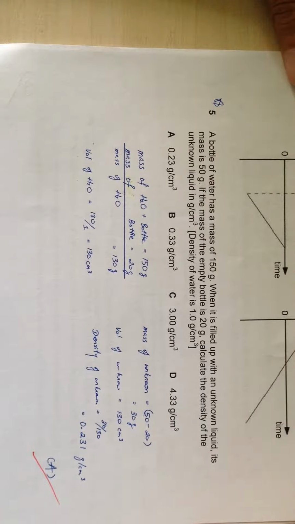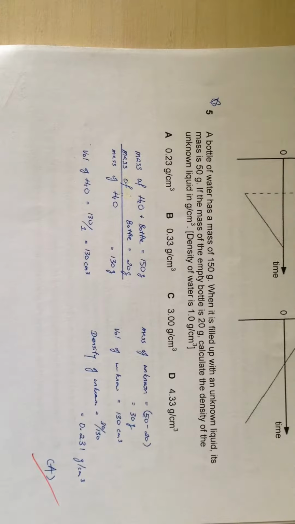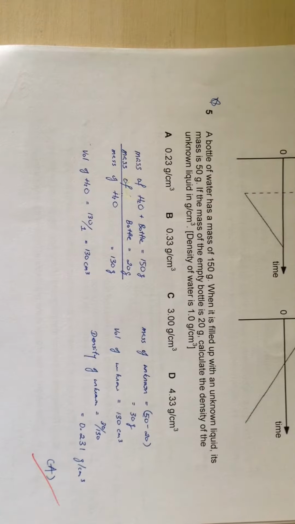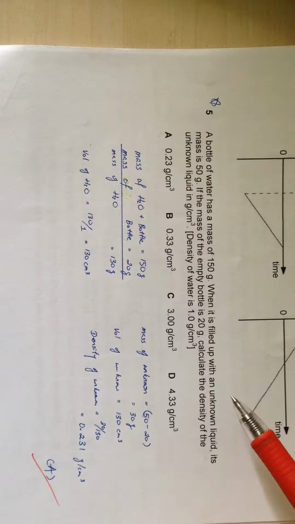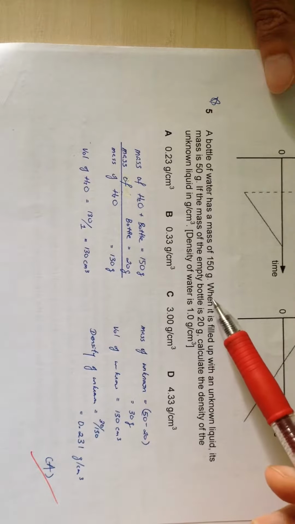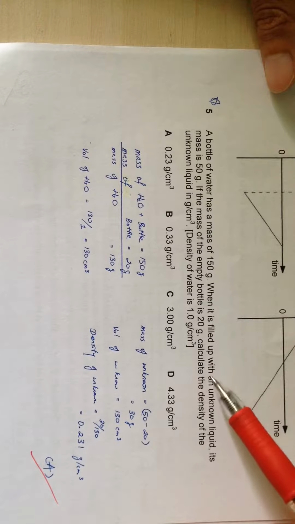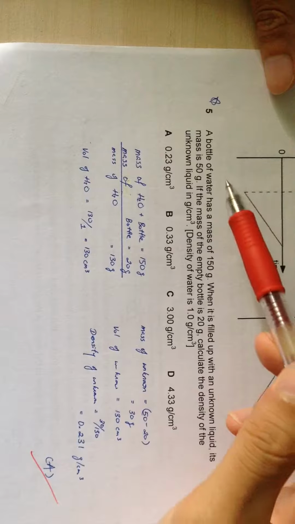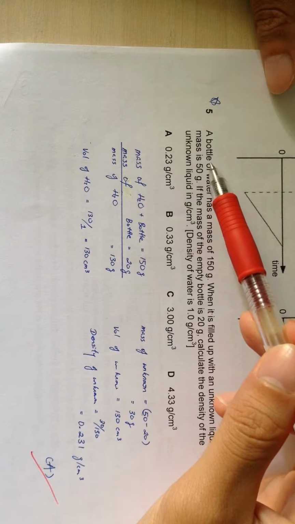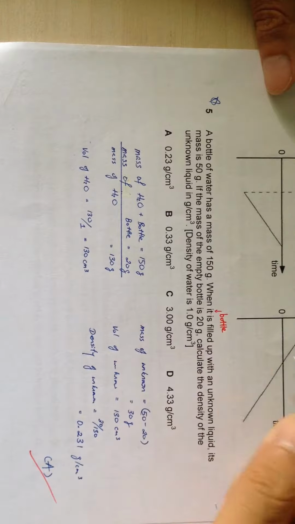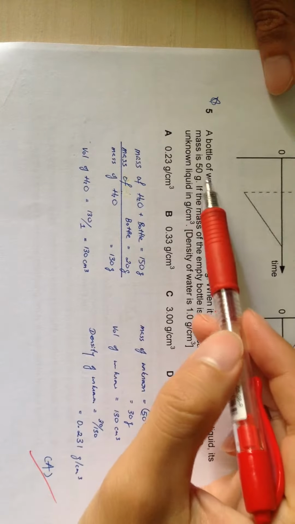Okay, now question 5 is just tedious, and you need to be very careful with the information given in the question. So you are asked to find the density of this unknown liquid. A few things you need to take note of. It says when it is filled up with an unknown liquid. What is this it? This it is actually referring to your bottle. So your bottle is filled up with this unknown liquid and it has a mass of 50 grams.